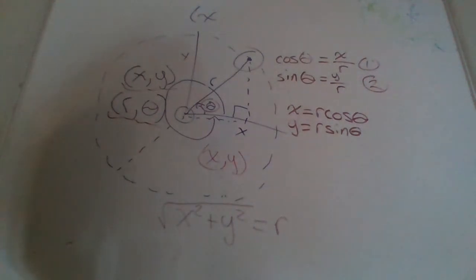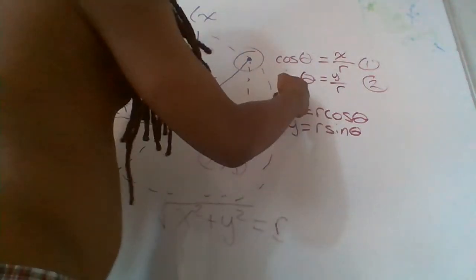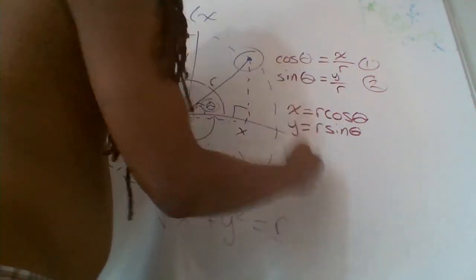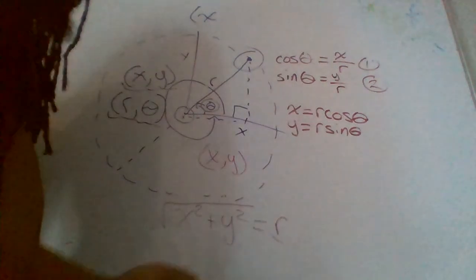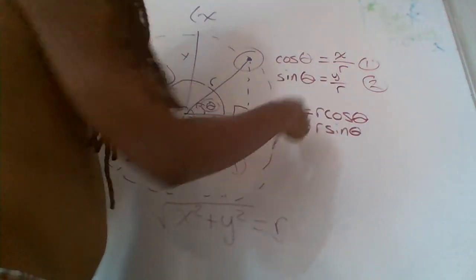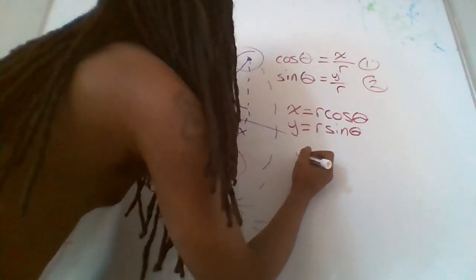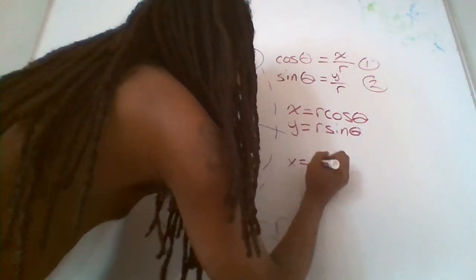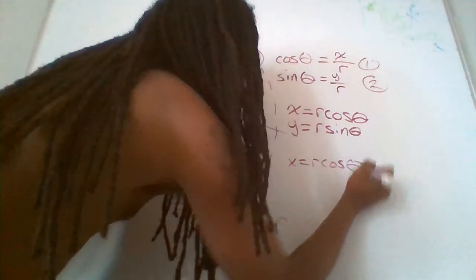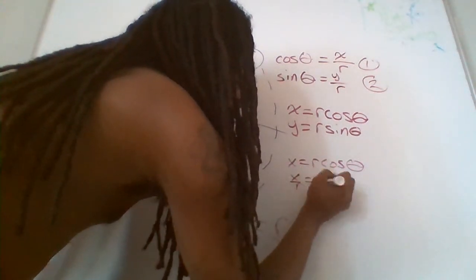Ta-da! Right? And after you solve for r, it's easy to solve for theta, because once we have r, we can take either one of these two equations. Let's take one. So we know that x equals r cosine of theta, and we're solving for theta, remember? So we're going to divide by r. x over r equals cosine of theta.